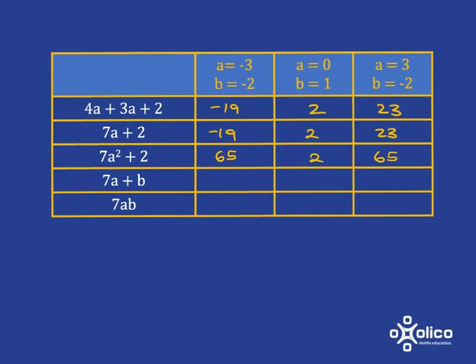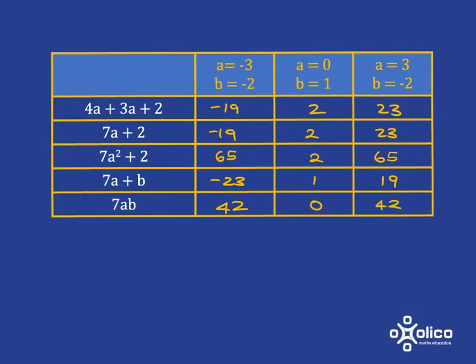For this 7a plus b, when a is negative 3, I'm going to have 7 times negative 3, which is negative 21, plus b, so plus negative 2. Negative 21 subtract 2 is going to give me negative 23. And then for this last one, we're going to have 7 times negative 3, which is negative 21, times negative 2, which is going to be positive 42. And again, we'll fill in the other two in a similar way.